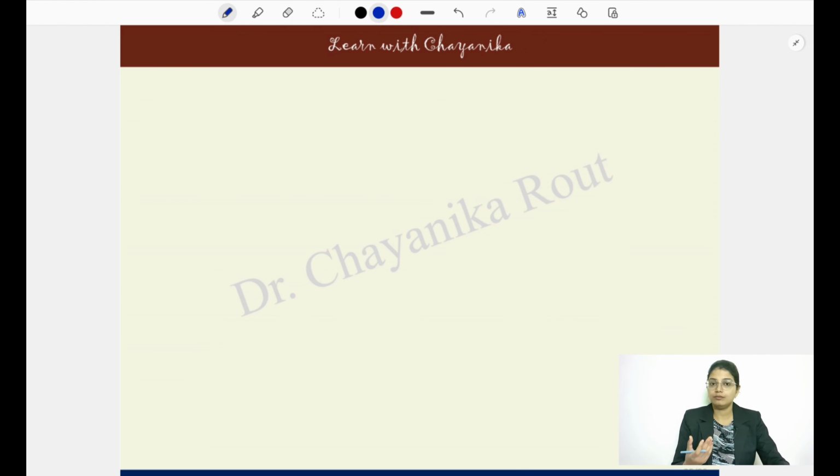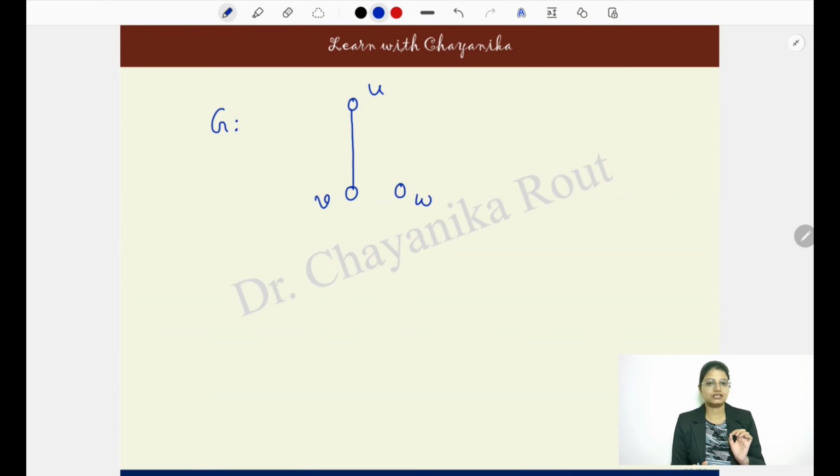Next we come to bipartite graphs. Now when we talk about bipartite graphs, be it complete bipartite or not, for example, this is a bipartite graph which has at least one edge. I am not talking about edgeless bipartite graphs.